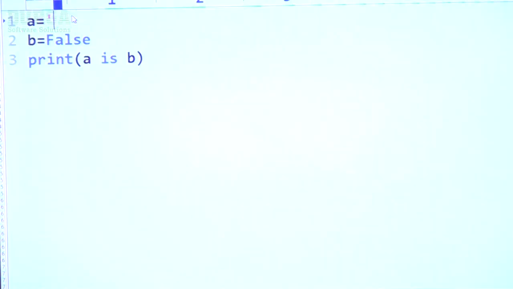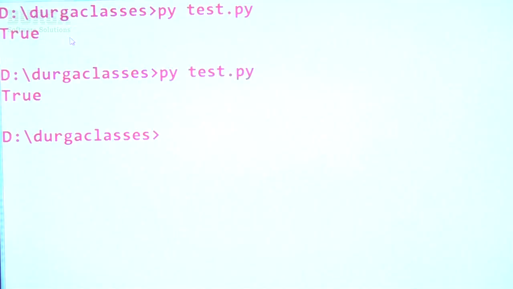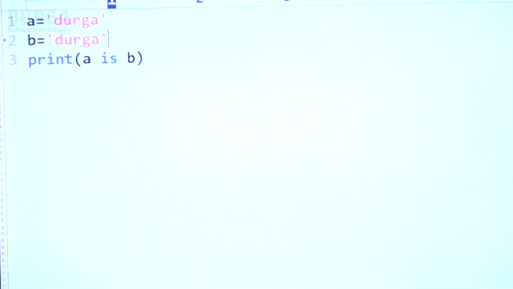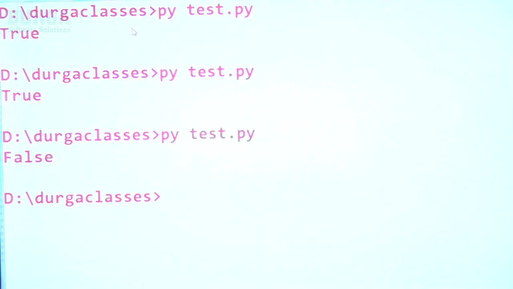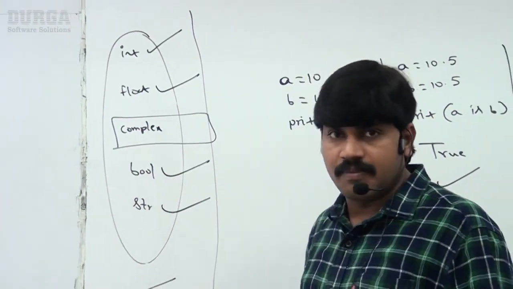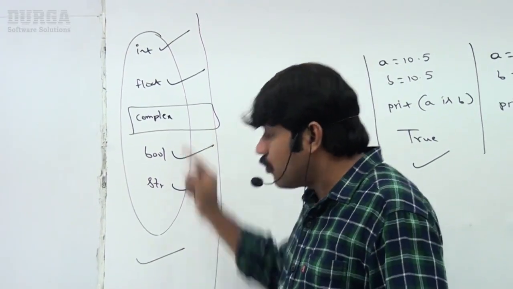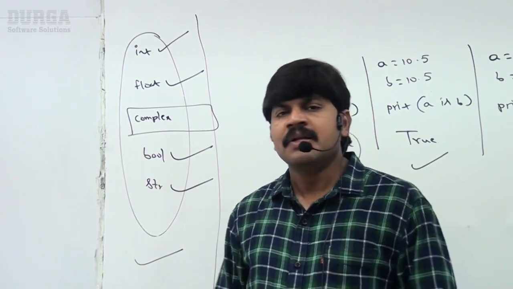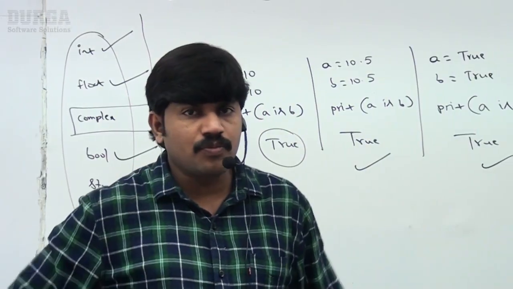Next, a is equal to 'Durga', b is equal to 'Durga'. a is b. True itself is the answer. But what about the complex number? 10 plus 20j, 10 plus 20j, even though the content is the same, the answer we are going to get is False. So the object reusability concept is applicable for all fundamental types except complex, but all fundamental types including complex are immutable.